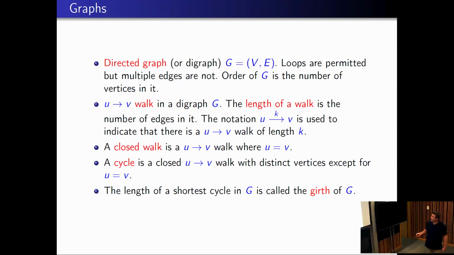And I will refer to a cycle as a closed non-intersecting walk. So like a 0, but not an 8, which intersects itself. Okay, and another important parameter that immediately arises is the length of the shortest cycle. It's usually called girth.